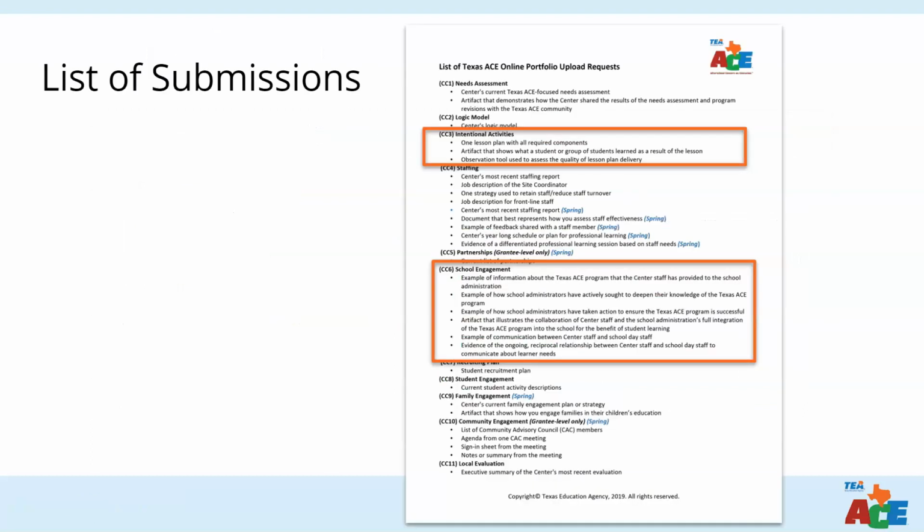Another resource posted to mytexasace.org is a list of submission requests for fall and spring compliance components. The compliance components discussed in Webinar 4 are highlighted in orange boxes. The first submission request listed is the compliance component request. So, for intentional activities, the first submission request is for a lesson plan with all required components. Additional submissions are requested as you move along the continuum on each Blueprint 2.0.